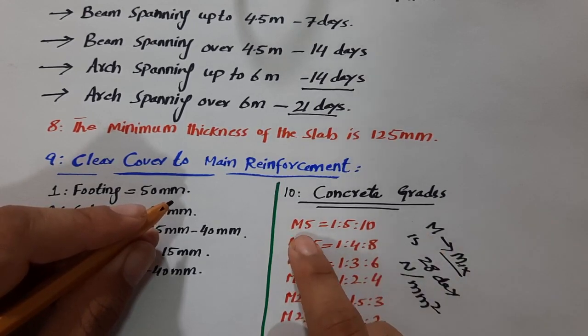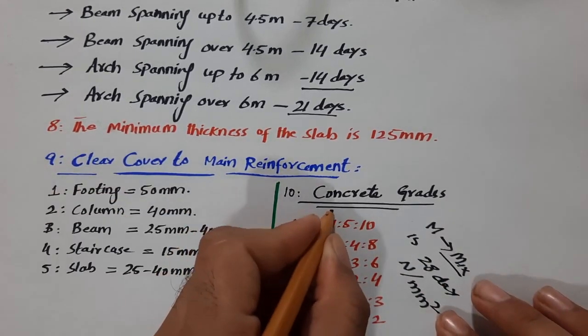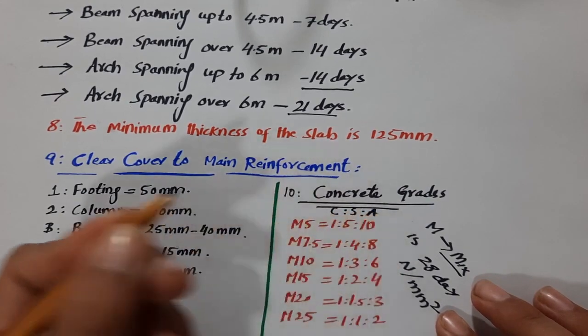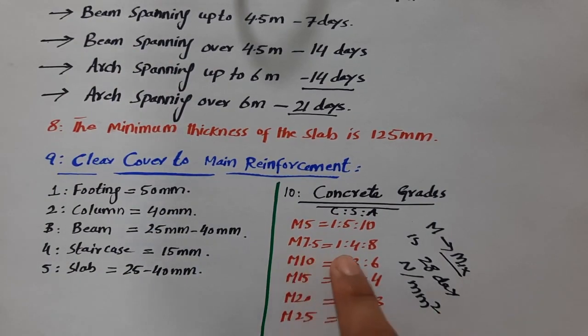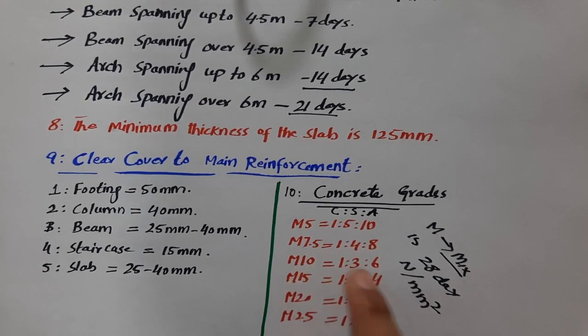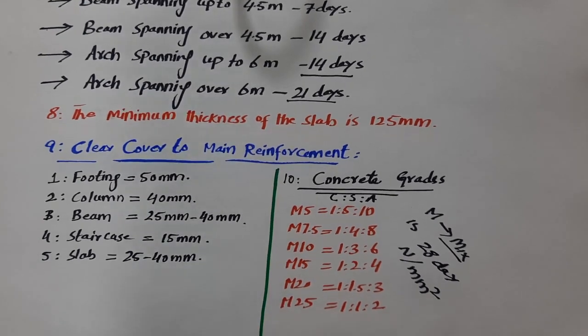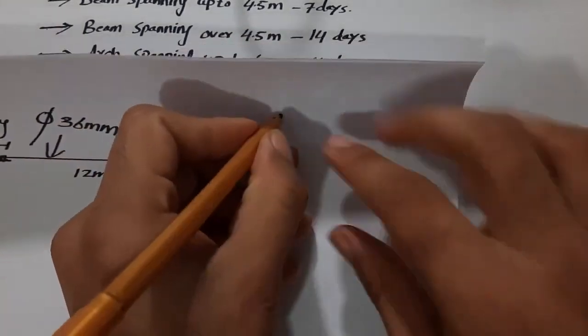Okay, so for M5, we have 1:5:10, where 1 part is cement, 5 parts are sand, and 10 parts are aggregate. So therefore 1:5:10 is the ratio of M5. For M7.5, the ratio is 1:4:8. For M10, 1:3:6. For M15, 1:2:4. For M20, 1:1.5:3, and for M25, 1:1:2. Remember guys that M20 grade concrete is for beam, column and slab.